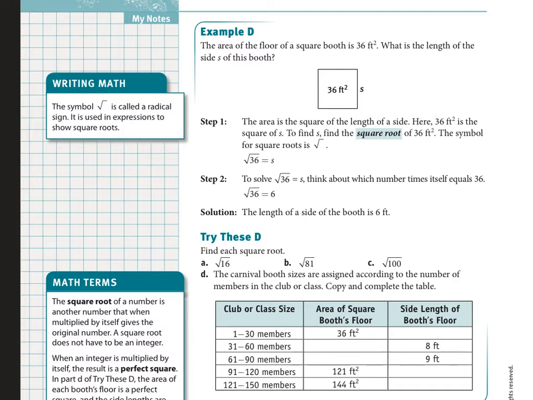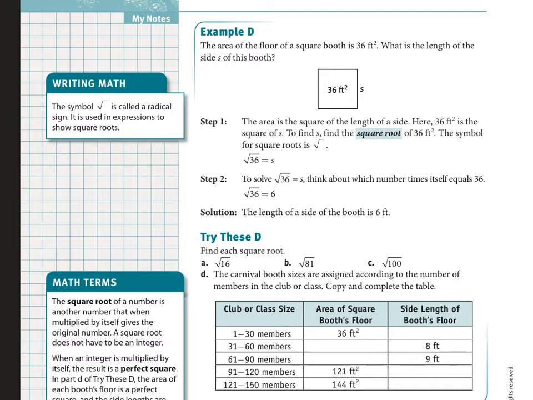So step 1, the area is the square of the length of a side. So 36 feet squared is the square of S. How do we undo that? I don't want to do 36 times 36, because 36 is already the answer. We want to figure out what was the length of a side.